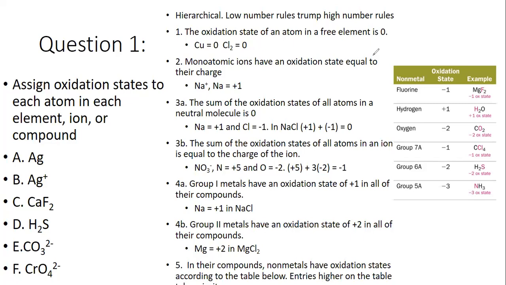So let me do A here. We have silver, Ag. There's no charge on silver. There's no plus or minus on silver. It's just silver. So we go to rule one. The oxidation state of an atom in a free element is zero. Examples there are copper and dichlorine. So if it's just silver and there's no charge next to it, the oxidation state is zero. So that's our oxidation number for silver by itself with no charge.